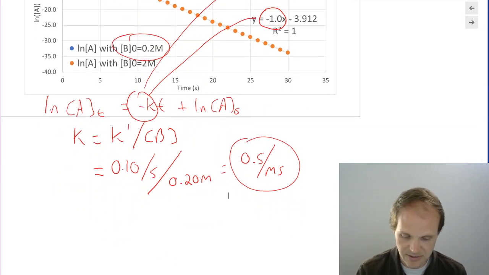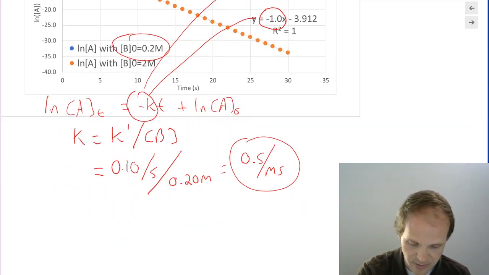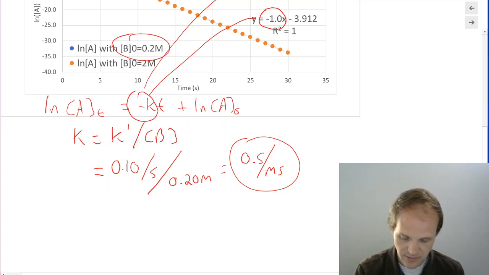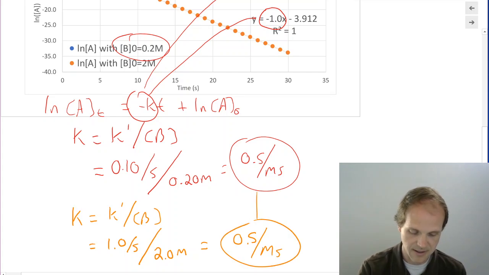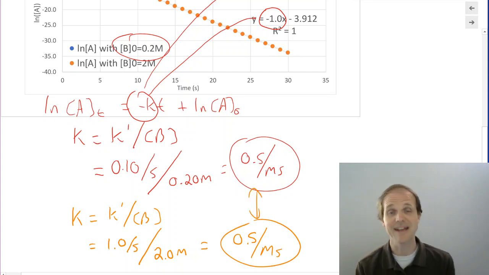Let's compare that to the second one. Since that one is in orange, let's go ahead and do that one in orange. We've got that K is equal to K prime over the concentration of B. In this case, K prime was 1.0 per second, and our concentration of B was 2.0 molar, and that gives us a K of 0.5 per molar second. And you can see that these two K values, as they should be, are equal to one another.